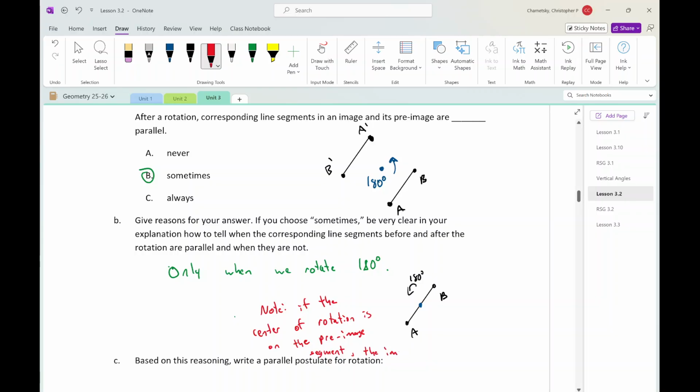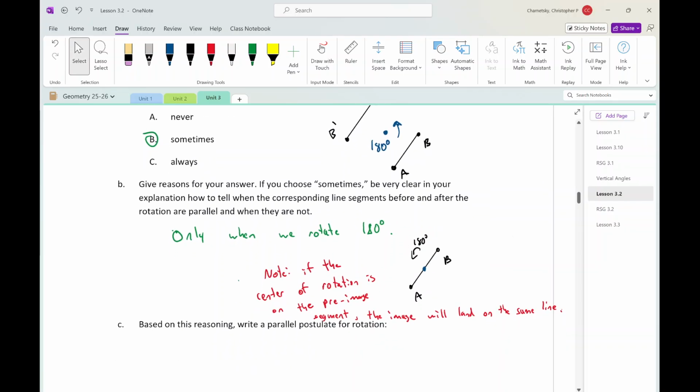The image will land on the same line. So sort of like our translations. Not technically parallel, same slope, just on top of itself. Okay, so let's write a rule.